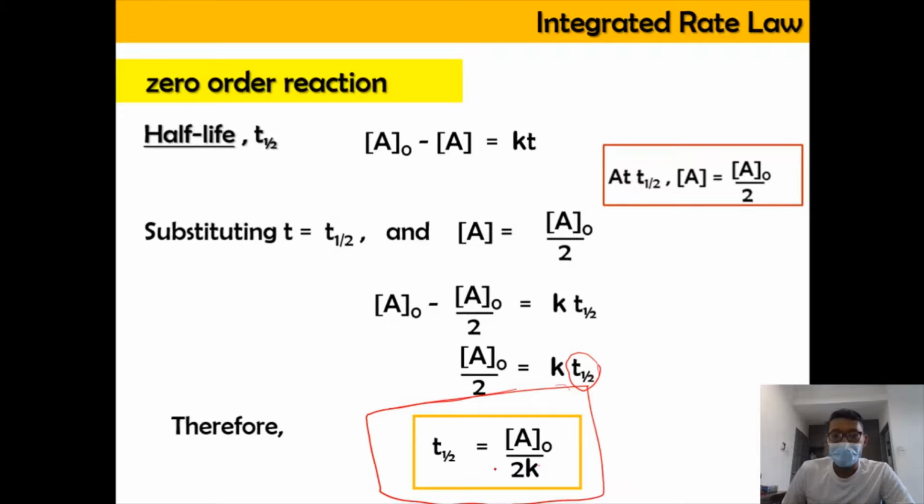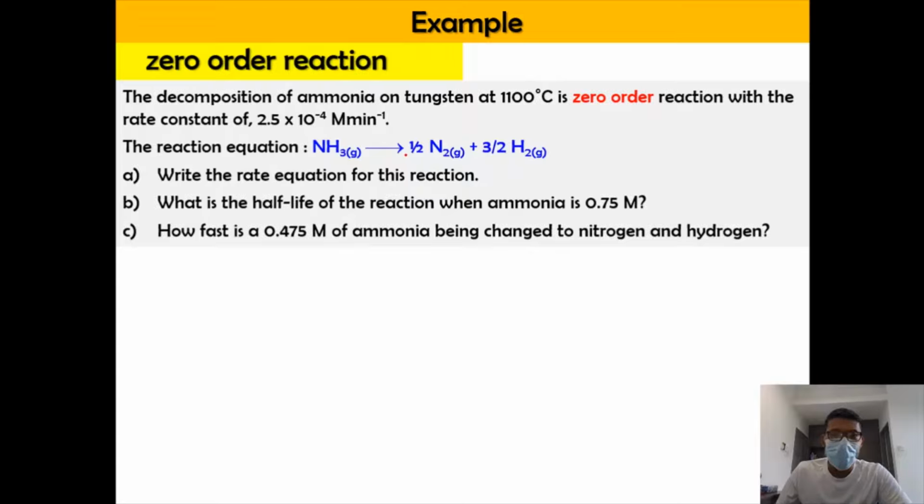Alright. So just now we have looked into the integrated rate law and also the half-life of the zero order reaction. Now we're going to look into an example. The decomposition of ammonia on tungsten at 1100 degrees Celsius is a zero order reaction with a rate constant of 2.5 times 10 to the power of negative 4 molar per minute. The reaction equation is given here: NH3 goes to N2 plus hydrogen gas.